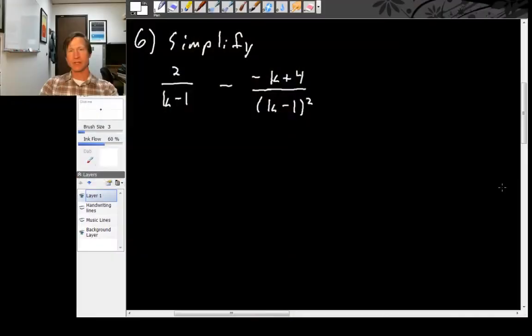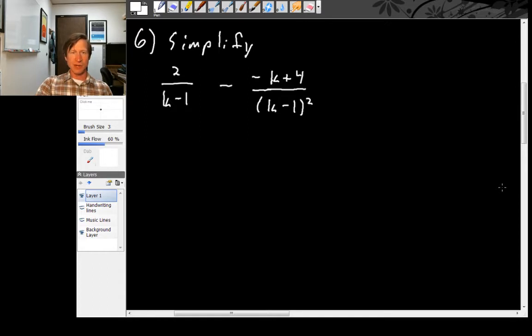Hi everyone. I got some questions about some of the problems from the practice test over the weekend, so I thought we could go over a couple of those. So here's one, number 6, simplifying this sum of rational expressions.